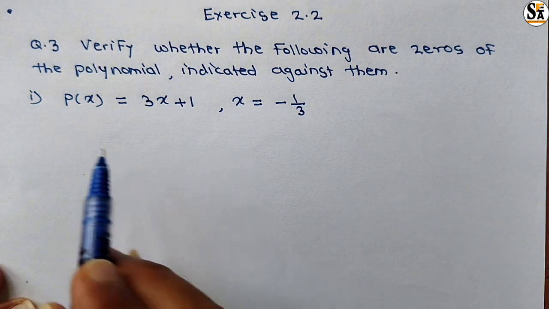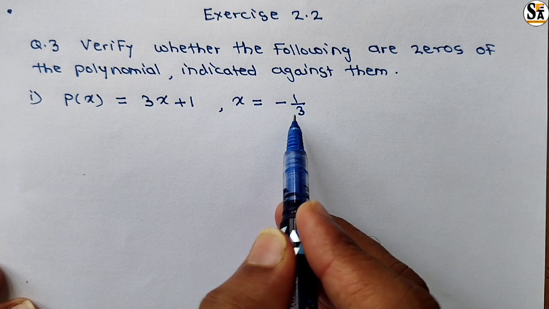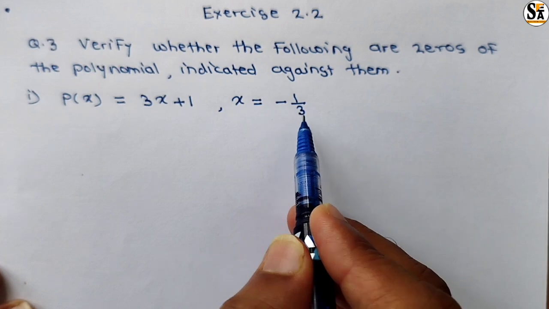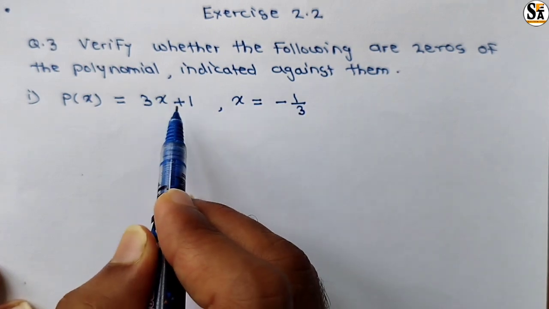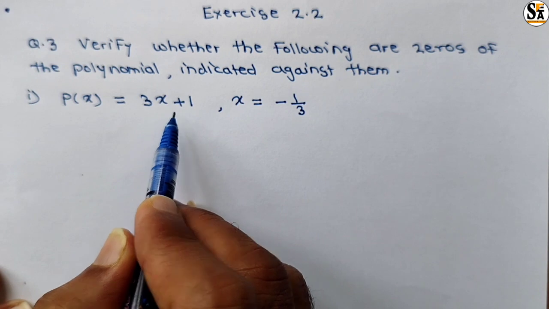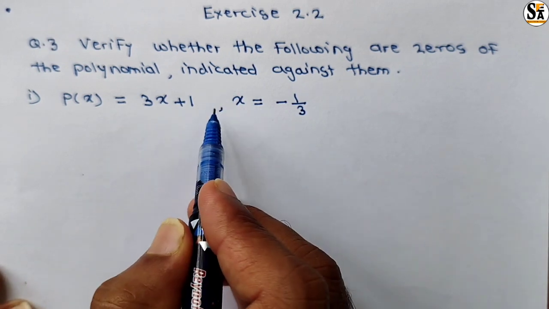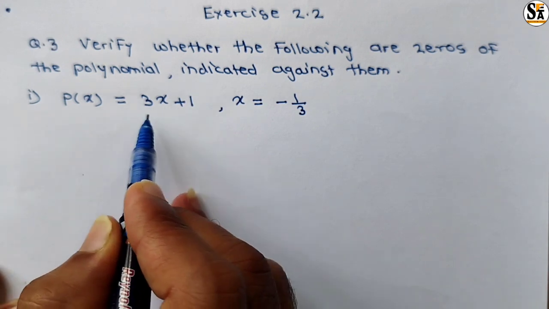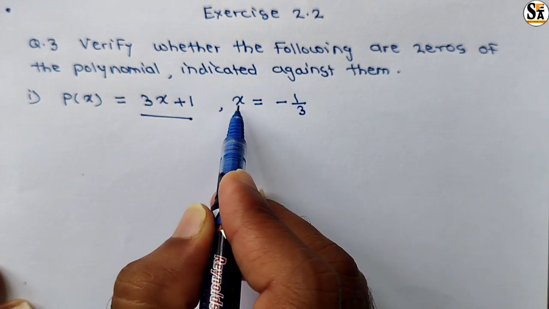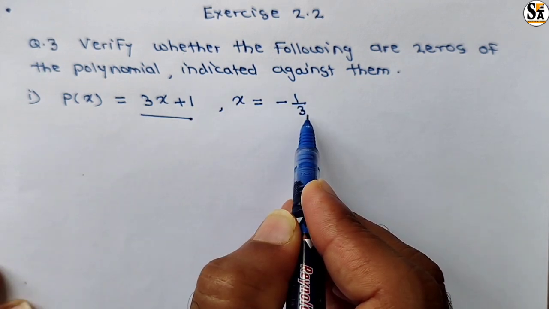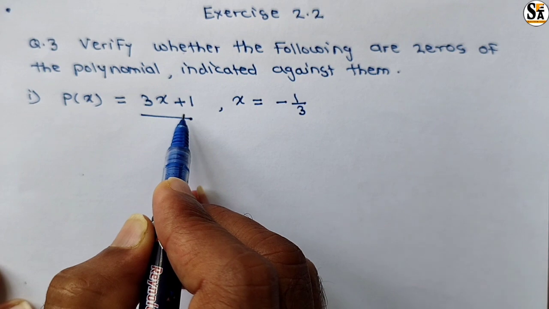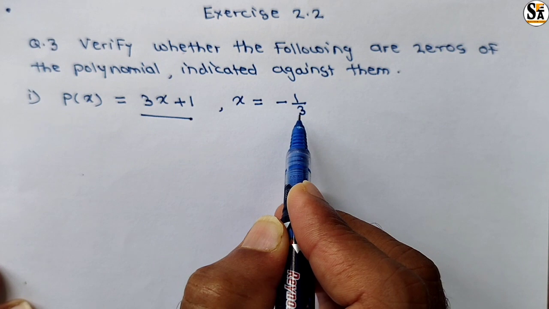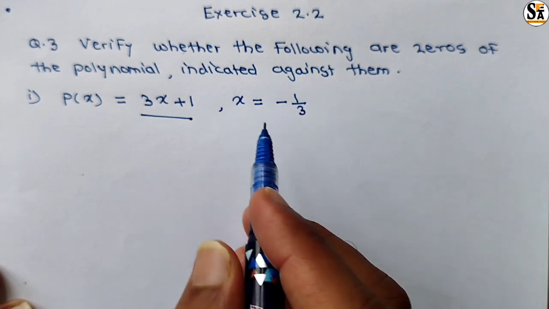In the following examples, the value of the variable is given and we have to decide whether this value is a zero of the polynomial. What is the zero of a polynomial? If we put this value of x in the polynomial, we must get the answer 0. Means in the first example, p of x is equal to 3x plus 1. In this polynomial, if we put the value of x as minus 1 upon 3 and we get the answer 0, then we can say x equal to minus 1 upon 3 is the zero of the polynomial. So that is the meaning of zero of a polynomial.